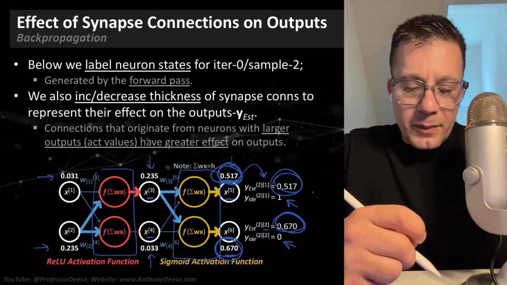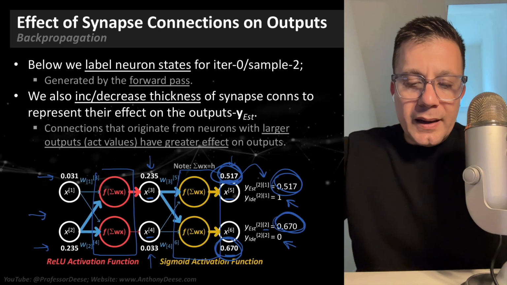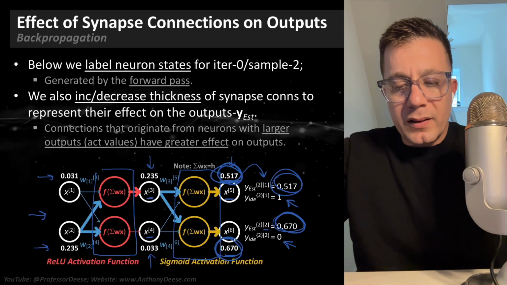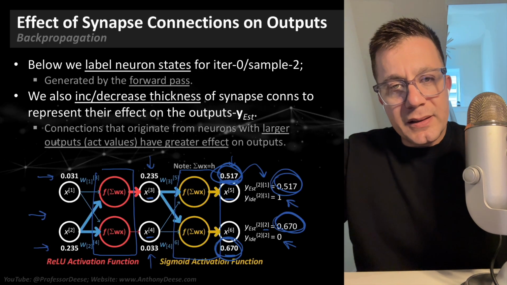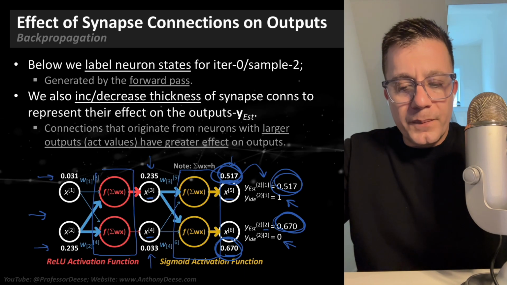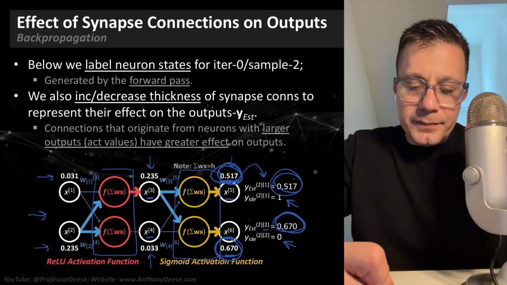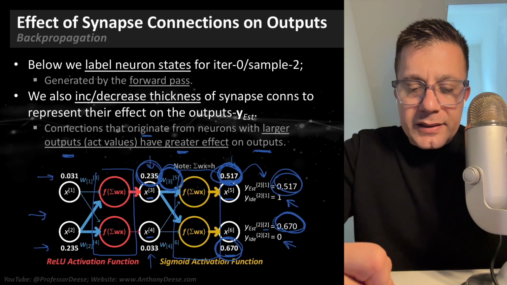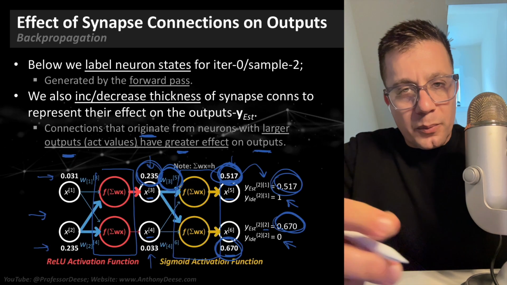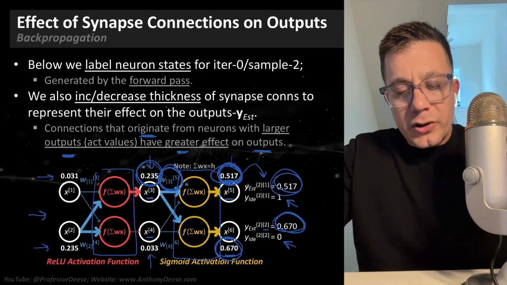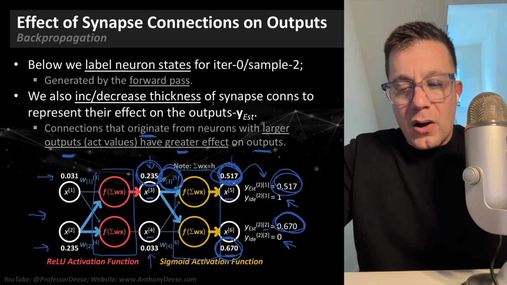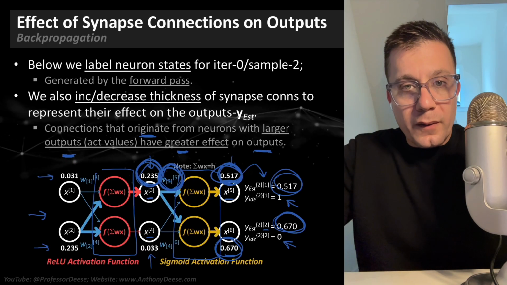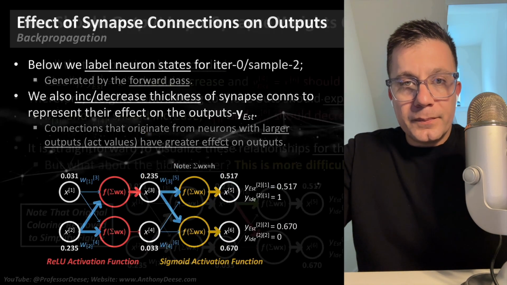Now, the other thing that we did to this figure is we increased or decreased the thickness of the synapse connections to represent their relative effect on the output. Now, this wasn't done in terms of the synapse weight value. It was done in terms of the activation value, or the state from which it originates. Connections that originate from neurons with larger outputs, larger activation values, larger states will have a greater effect on the overall output, because these synapse weights would be multiplied by larger values as part of the weighted sum.